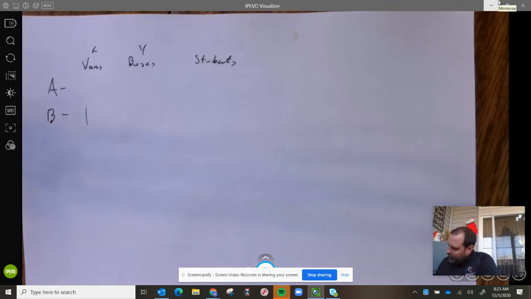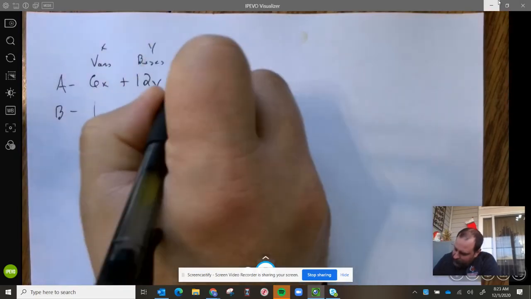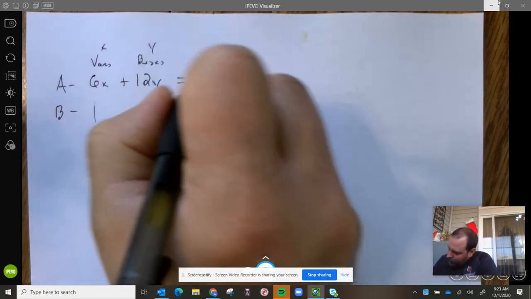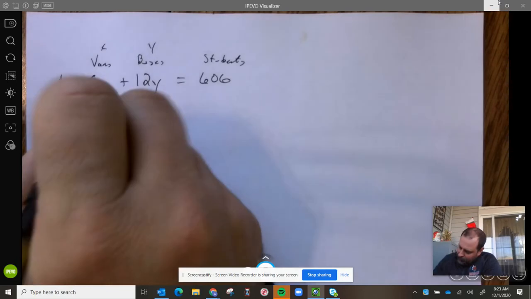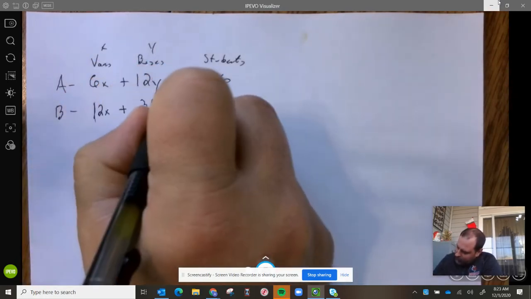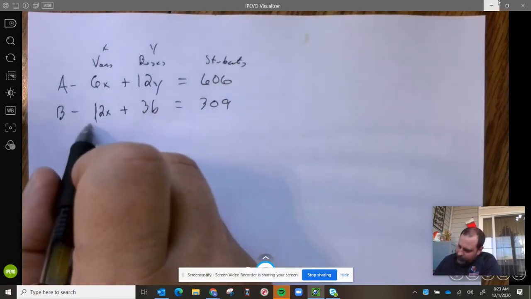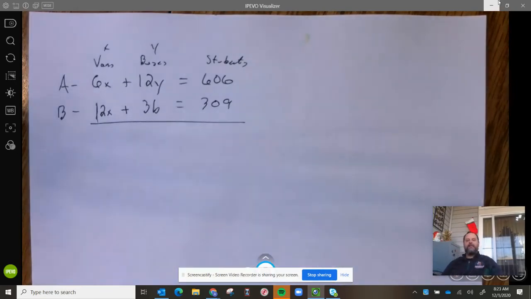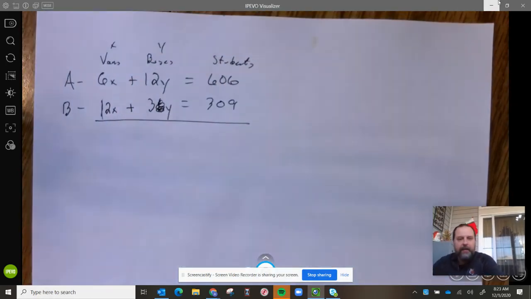So in school A, it said they had 6 vans plus 12 buses, and it was a total of 606 students. They're not always going to be that nicely in the sentence, but that one is, so let's take advantage. Next one, we have 12 vans plus 3 buses equaled 309 students. Okay. So now I have my system of equations. Oops, I said buses and wrote B. I'm going to just change that to a Y.